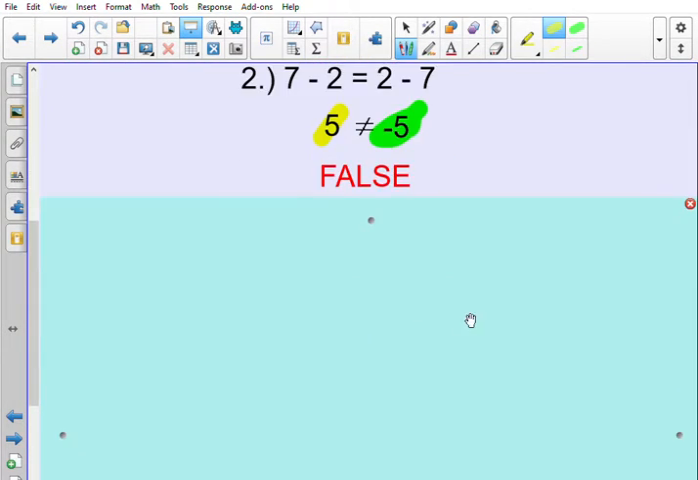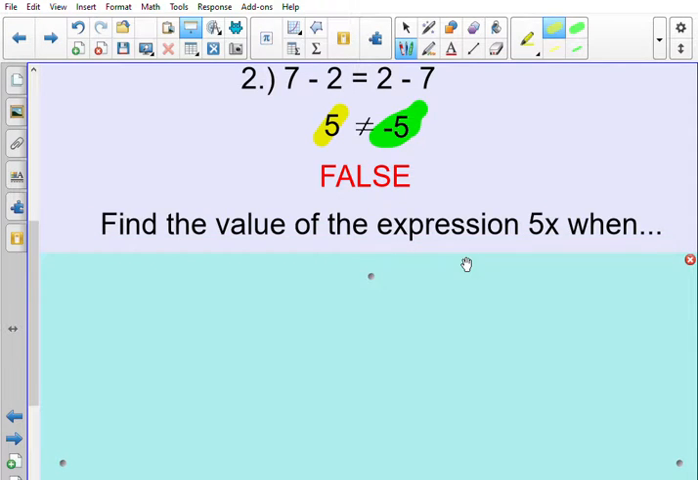It'll help you out. Next, find the value of the expression 5x. Our expression is 5x. You need to then remember what that means. Hopefully we came to the conclusion that when two numbers are directly next to each other, then those two numbers are multiplying. So that should be 5 times x in some way or fashion.